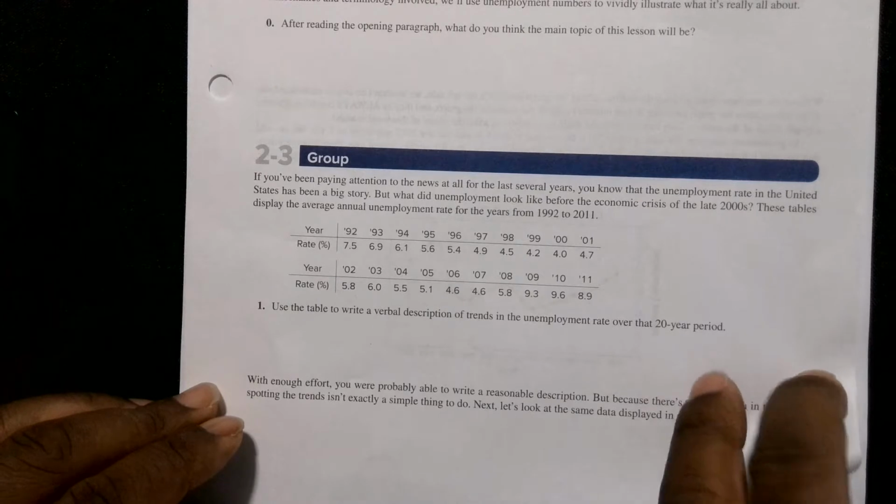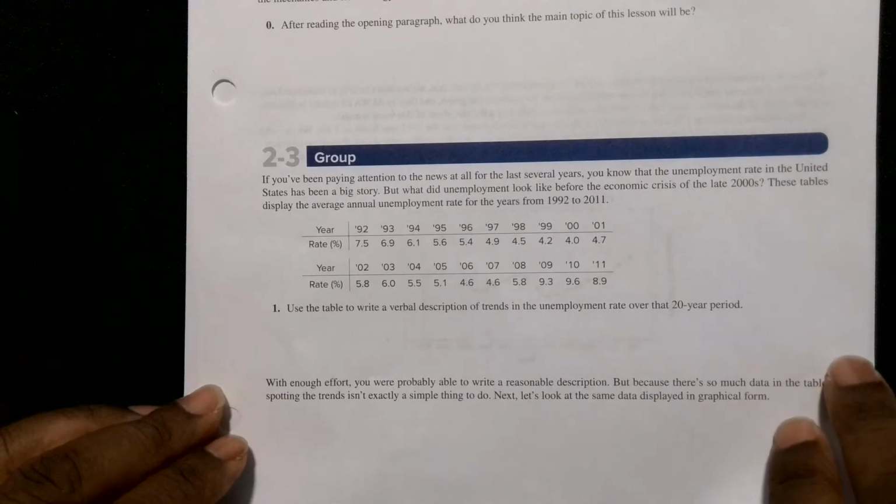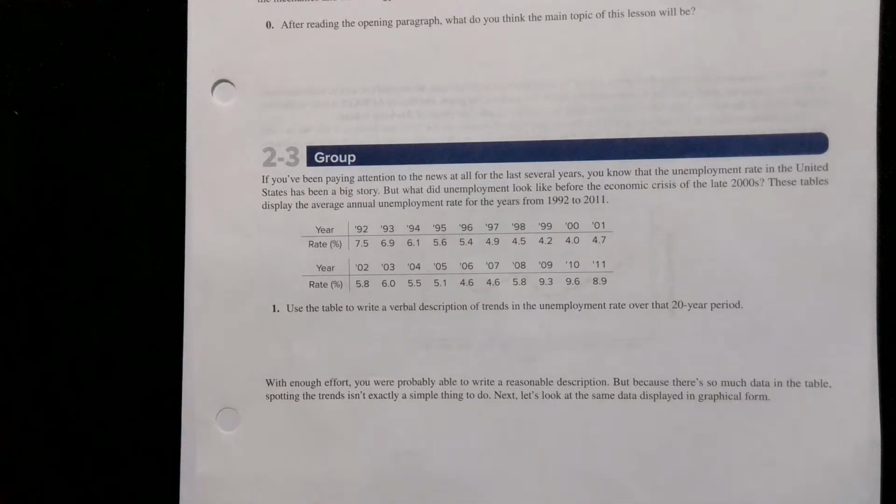If you've been paying attention to the news at all for the last several years, you know that the unemployment rate in the United States has been a big story. But what did unemployment look like before the economic crisis of the late 2000s? These tables display the average annual unemployment rate for the years from 1992 to 2011. Number 1, use the table to write a verbal description of trends in the unemployment rate over that 20-year period.